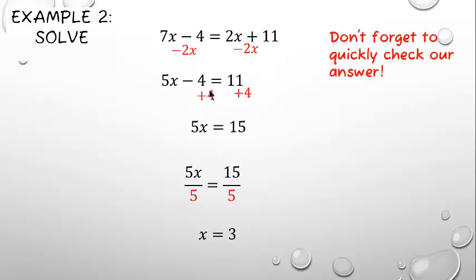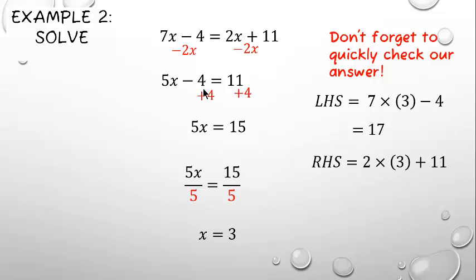But let's check our answer quickly first. So substituting into the left-hand side, I have 7x, so 7 times 3 minus 4 equals 17. Now the right-hand side, I have 2 times x, so 2 times 3 plus 11, that also equals 17. So the left-hand side equals the right-hand side. So x equals 3 is the correct solution to that problem.